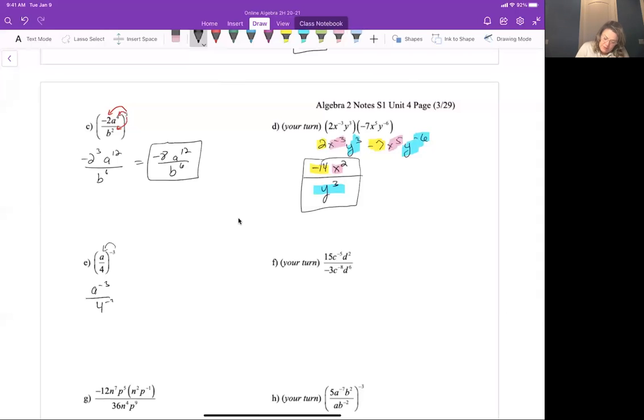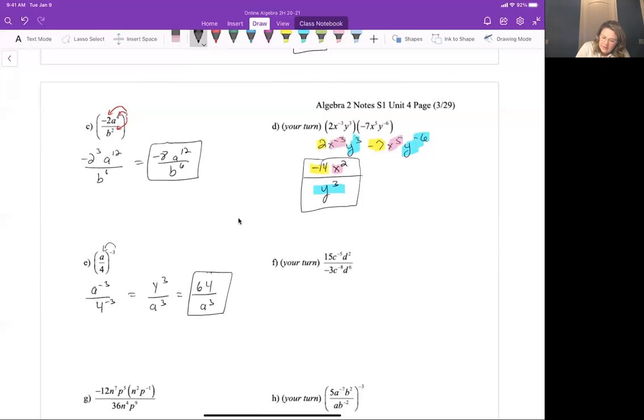4 to the minus 3 power, sorry. Okay, so I've multiplied through the parentheses with my negative 3 exponent. Now I've got to simplify. So that is equal to 4 cubed on top, a cubed on bottom. Well, what is 4 cubed? 4 times 4 times 4 is 64 over a cubed. Why don't you try one yourself?